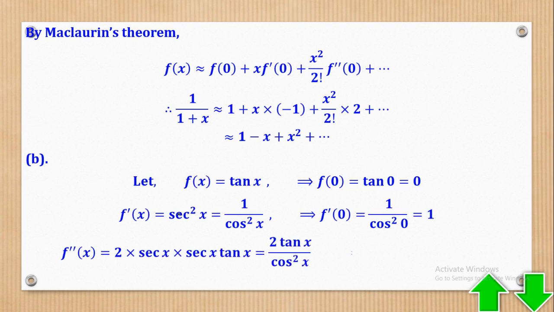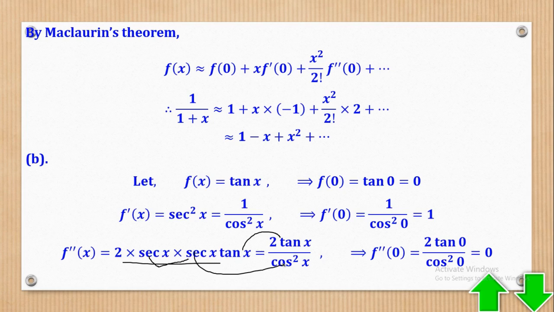Then when I differentiate sec squared x, bring down the power to give you this 2, reduce the power by 1 to give you this, differentiate sec x to come up with sec x tan x. So this one can be simplified to become this, because this and this gives you sec squared x, which is 1 over cos squared x. Then tan x is there, 2 is also there. Substitute x equal to 0 to come up with 0. So now this is the second derivative.